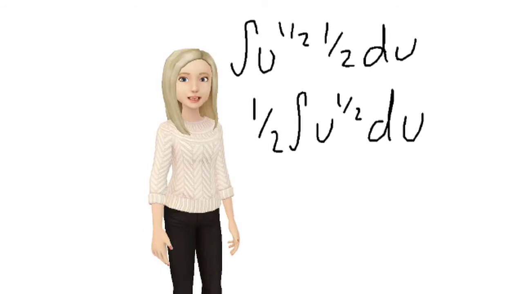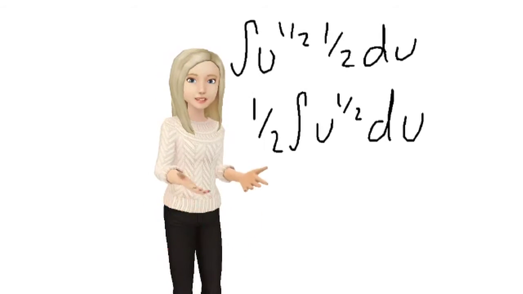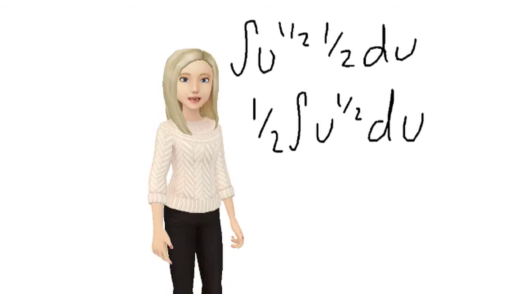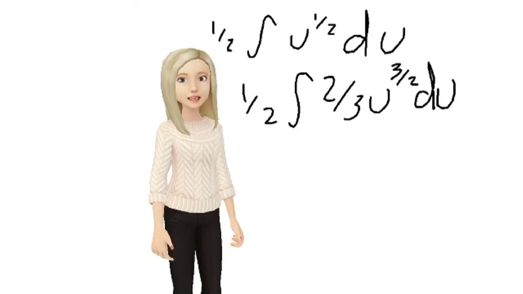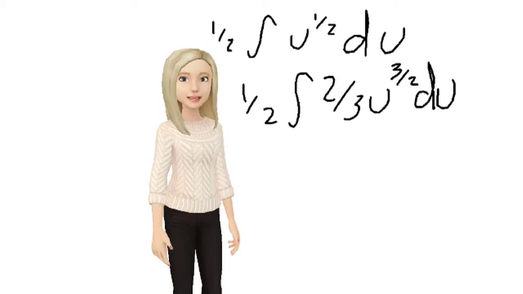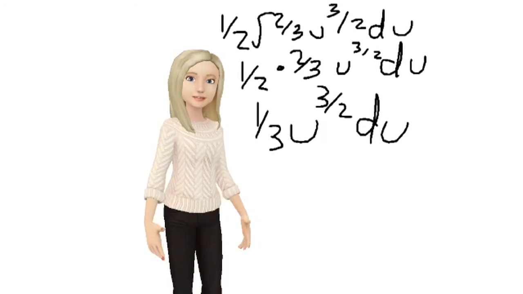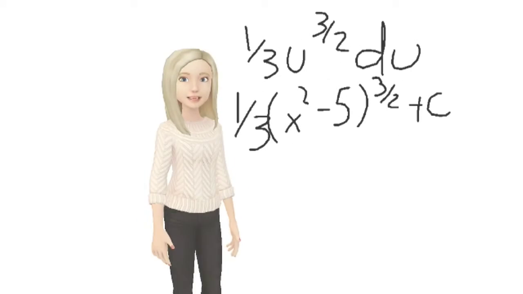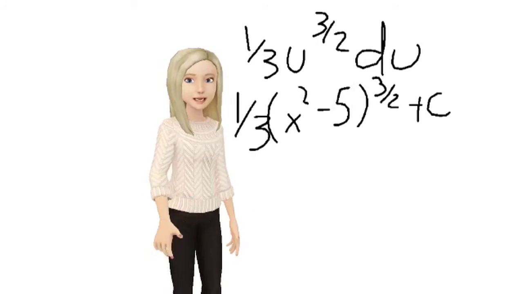You will put a u for x squared minus 5. You should have u to the 1/2 times 1/2 du. The 1/2 will be pulled out to the front, so you will only take the antiderivative of u to the 1/2. You can now take the antiderivative of u to the 1/2 by adding 1 to 1/2, equaling 3/2. Then putting 2/3 in front of the variable. You now multiply 1/2 and 2/3, equaling 1/3. Now you will replace the u with x squared minus 5. Your answer will be 1/3 times x squared minus 5 to the 3/2 plus c.